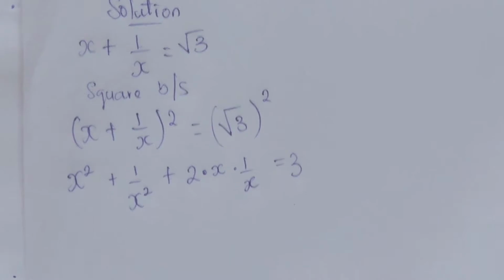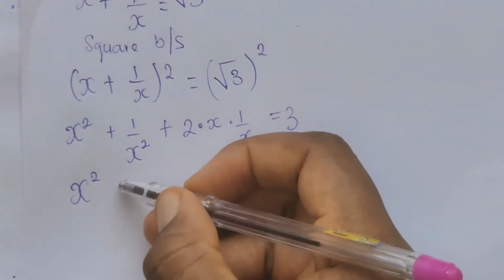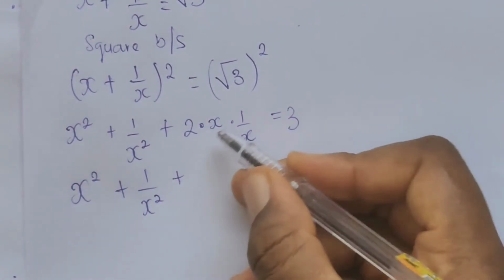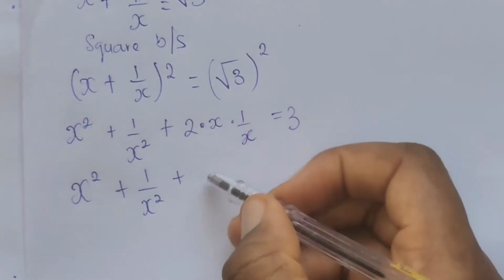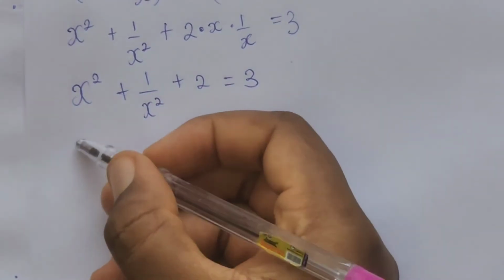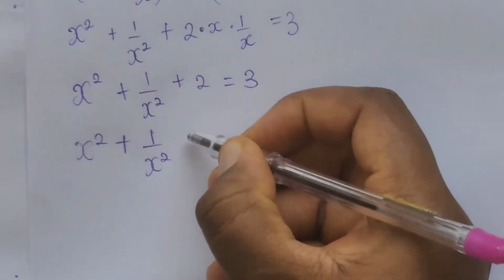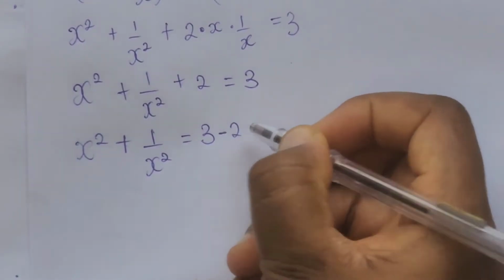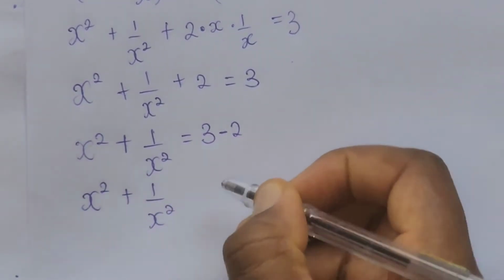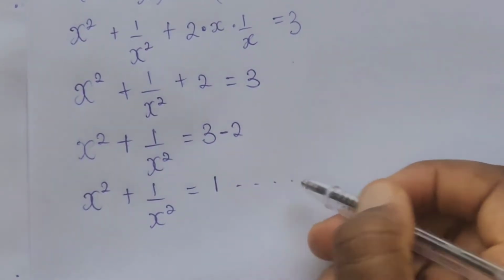So this will give us x squared plus 1 over x squared plus 2. This x cancels this x, so we have 2 left, equal to 3. So from here we have x squared plus 1 over x squared to be equal to 3 minus 2. So our x squared plus 1 over x squared is equal to 1. So we've gotten equation 1.